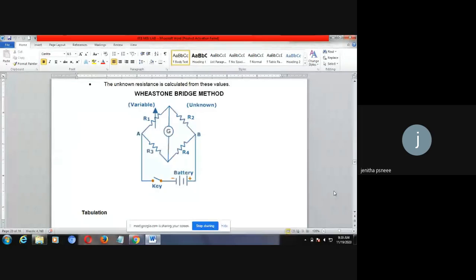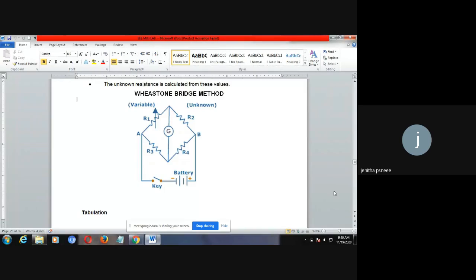Because in Wheatstone's bridge we'll be measuring the unknown resistance, the Wheatstone bridge consists of 4 resistive arms, R1, R2, R3, R4. These are the 4 resistive arms, and 2 junctions will be connected to the DC supply. Similarly, in AC bridges, it will be connected to AC supply. The other two junctions will be connected to the galvanometer. In DC bridges, a galvanometer will be connected.